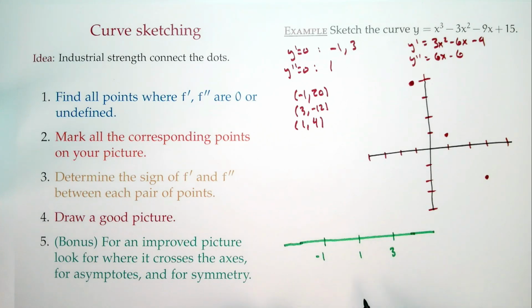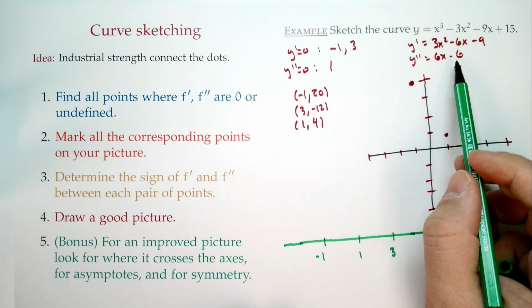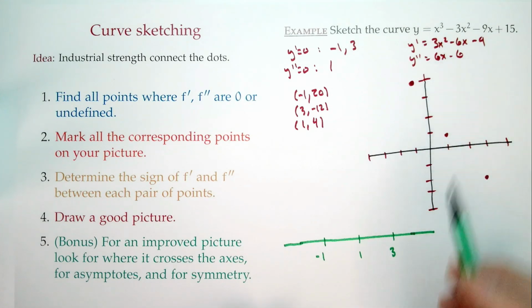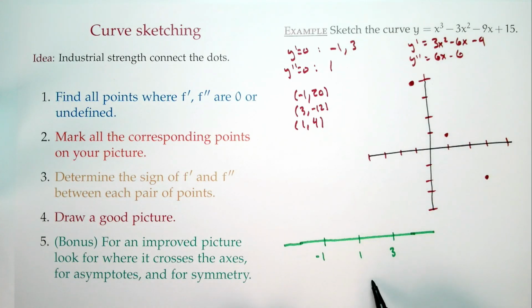And now we've actually done some work. For example, the second derivative, we said it changes sign at 1. So we know that if we're bigger than 1, our second derivative is positive. So y double prime is positive, and here also positive. And if I'm below 1, I'm negative. Y double prime negative, y double prime negative.